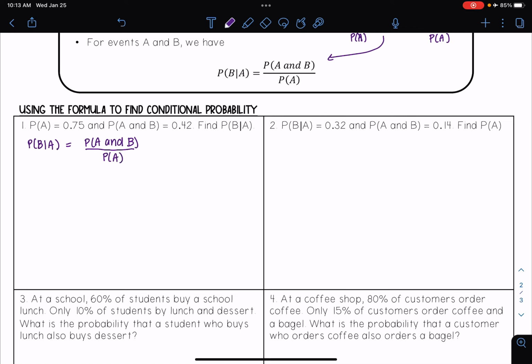And now I'm going to plug in what I know. I know that probability of A is 0.75, and I know probability of A and B is 0.42. And so this becomes 0.42 over 0.75. And now I just need to divide those. So when I do 0.42 divided by 0.75, I get that the probability of B given A is equal to 0.56.